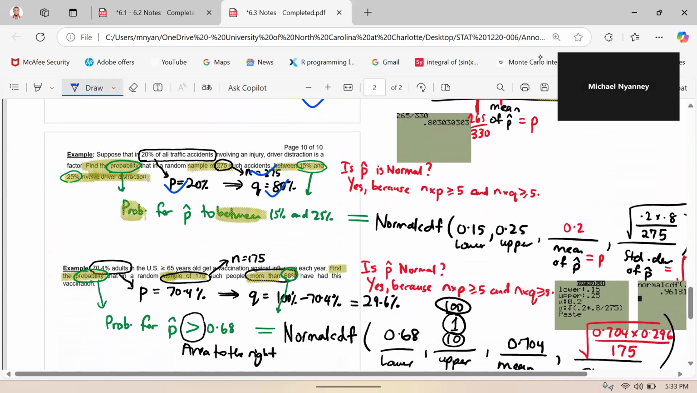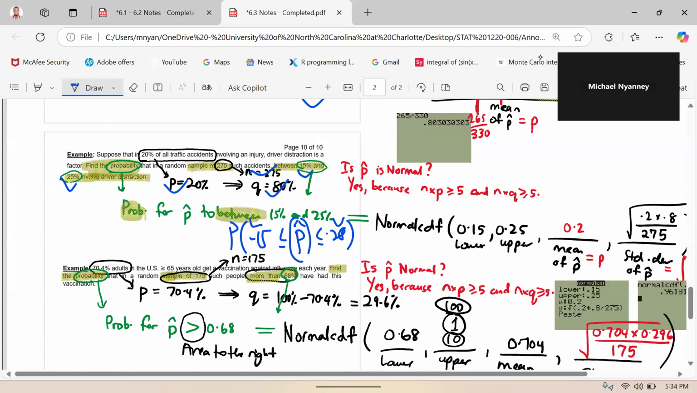So what is the question asking us? We want to find the probability that a random sample of this size has P hat between 15% and 25%. This would be a lower and this would be an upper. We write this in terms of mathematics: the probability that 0.15 is less than or equal to P hat, which is less than or equal to 0.25.